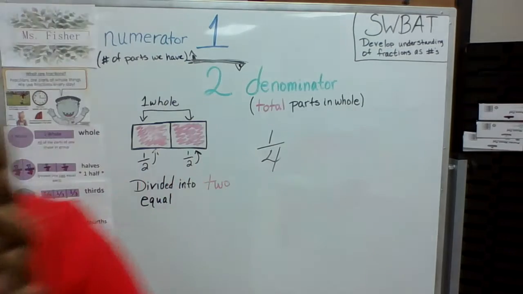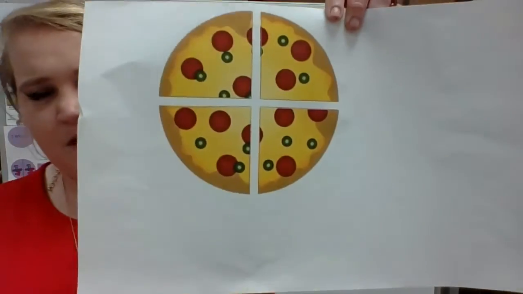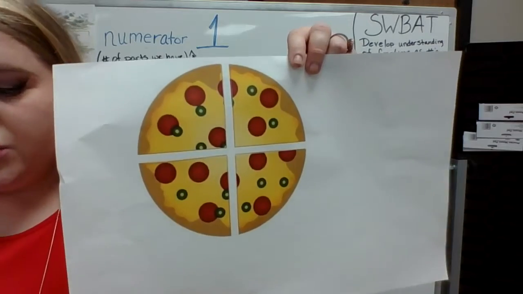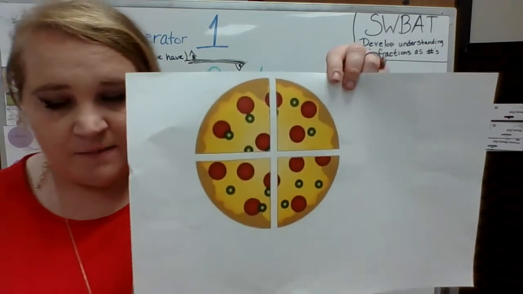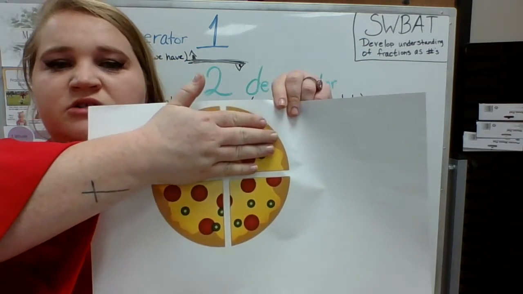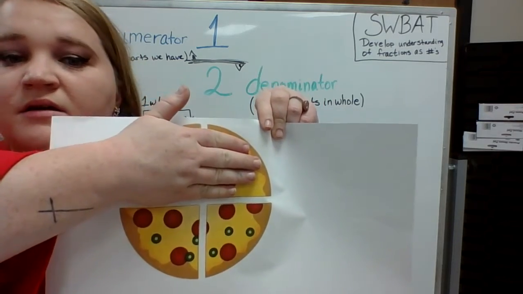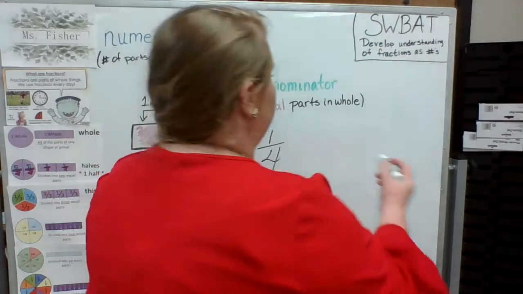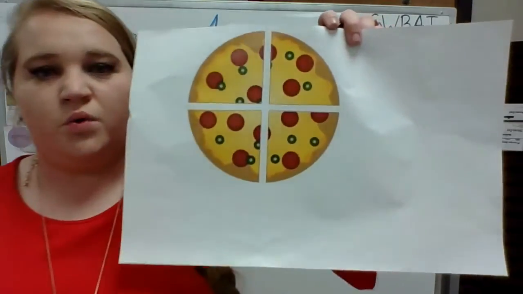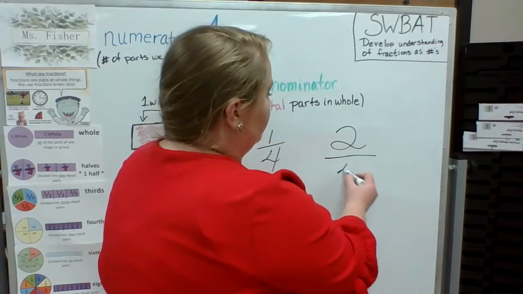Okay? So let's say you have a pizza. Okay? You have a whole pizza to yourself. Let's say your sister wants to eat 2 slices of the pizza. Okay? So now you take these 2 pieces away. Your sister ate them. Okay? So you don't have those anymore. So how many do you have left? You have 2. Okay? And how many pieces were total? 4. So you write that on the bottom.